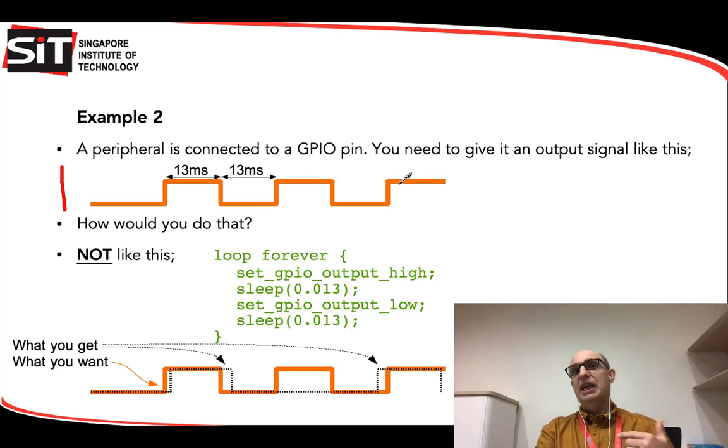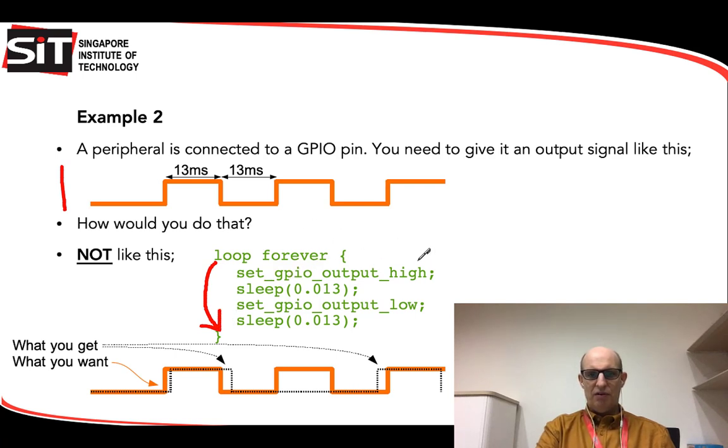Well, a beginner to programming might do something like this. Have a loop which is infinite, it never ends. And inside the loop, they might say, let's set the GPIO output high, then keep it high, sleep for 13 milliseconds, 0.013 seconds, and then set it low, and then sleep for another 13 milliseconds, and then set it high again by going back to the beginning of the loop.